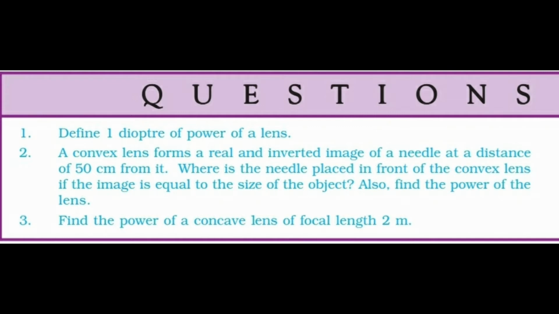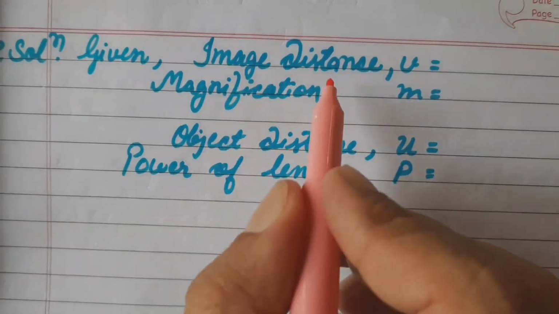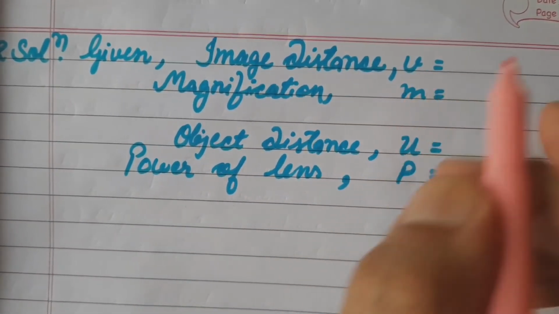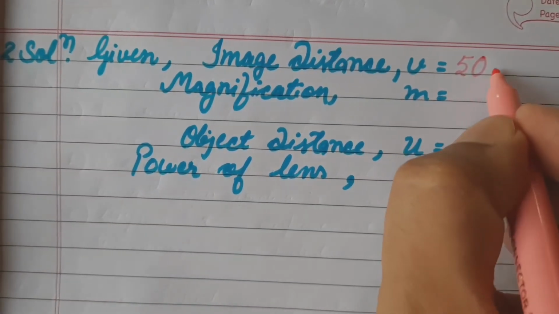If the image is equal in size to that of the object, this is the case when the object is at 2f1 and the image is formed at 2f2. You have to find out the power of the lens also. Given terms, image distance denoted by v, 50 cm.